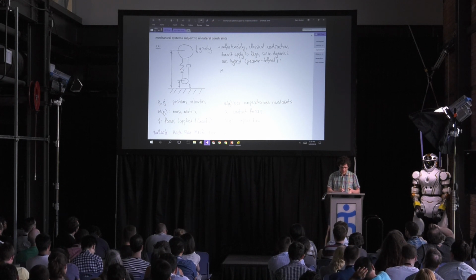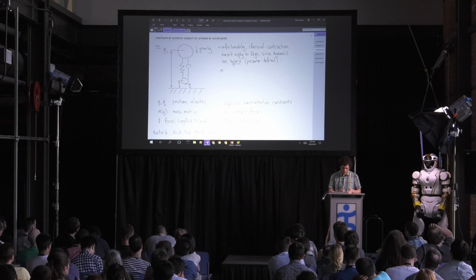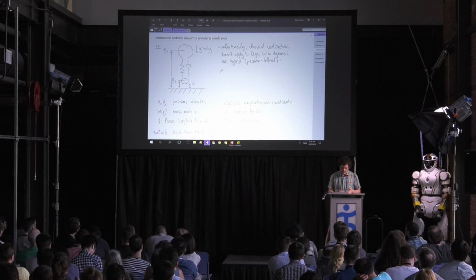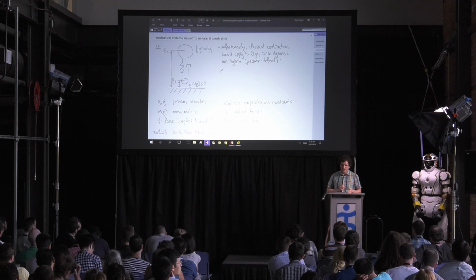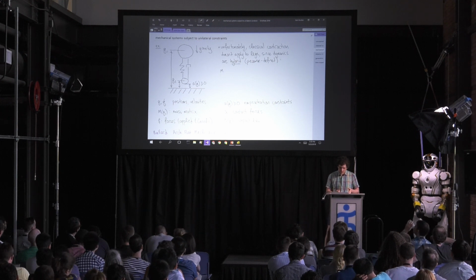So in a mechanical system subject to unilateral constraints, I'd have configuration variable q1, that's the height of the top mass, q2, that's the height of the bottom mass, and then I'd have some unilateral constraint on the height of the bottom mass that says that it can never penetrate the ground. And so then the dynamics of the system will look something like this.